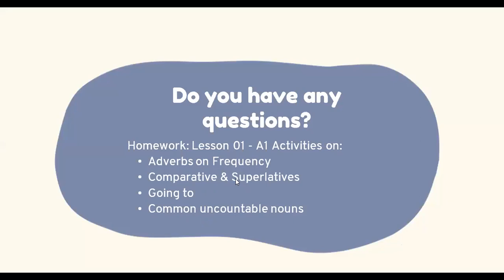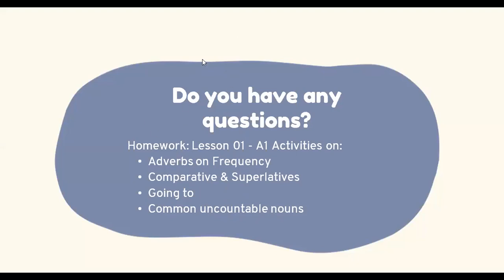Now there are lessons 1, 2, 3, right? So step by step, your grammar activities will become a little bit advanced, where you will get a thorough knowledge about the basic grammar of the English language, which is going to be very useful for you in your writing. Don't forget, you have to follow your degree completely in English. So for that, you should have your language perfect, right? So go through these adverbs of frequency in that page. These are the four topics: comparatives and superlatives, then going to, the common uncountable nouns as well, right?